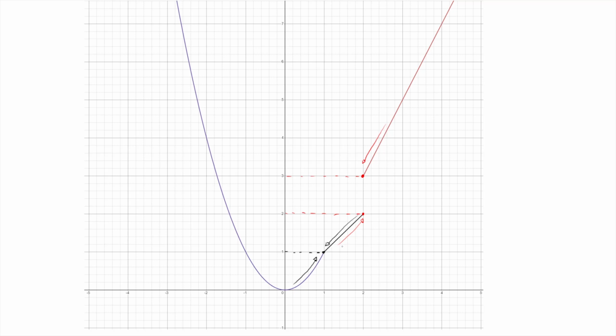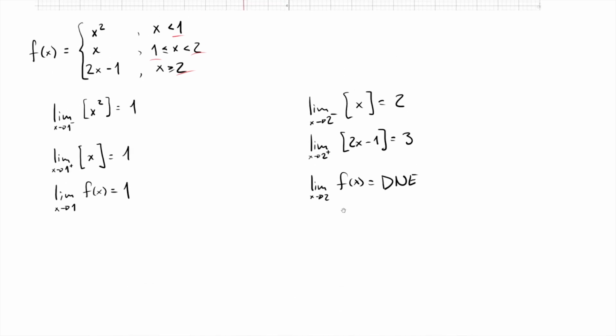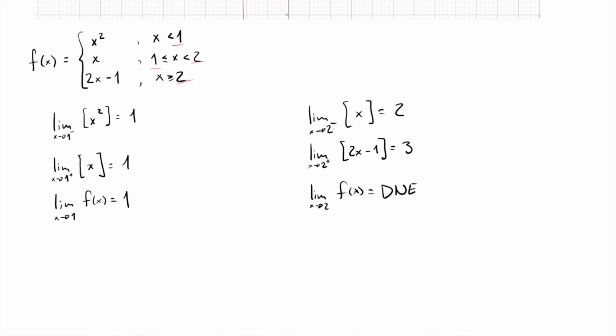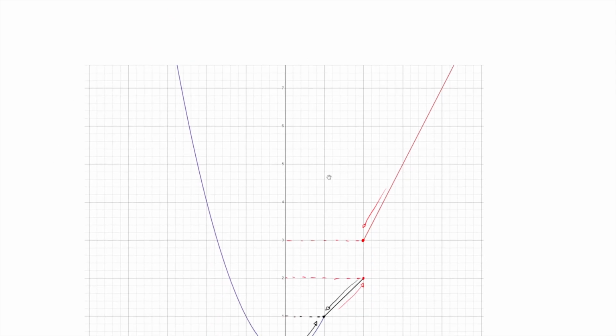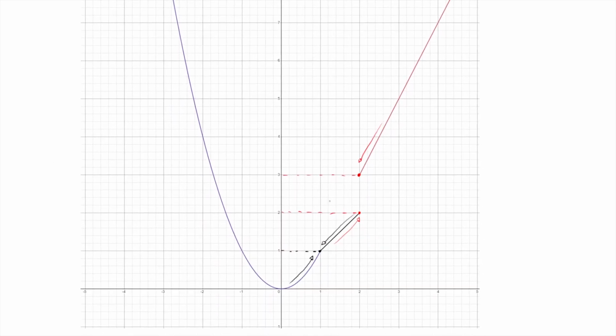Okay, and since the limit from the left does not equal the limit from the right, therefore the general limit does not exist. And again, that's exactly what we got up here. The limit from the left was equal to positive 2, and the limit from the right was equal to positive 3, but the general limit does not exist. This graph shows us that very nicely. Okay, so that's everything for piecewise limits.